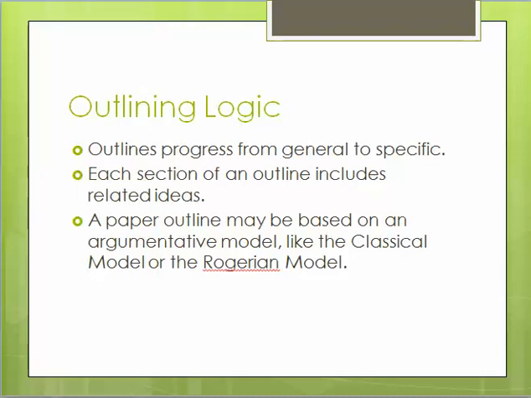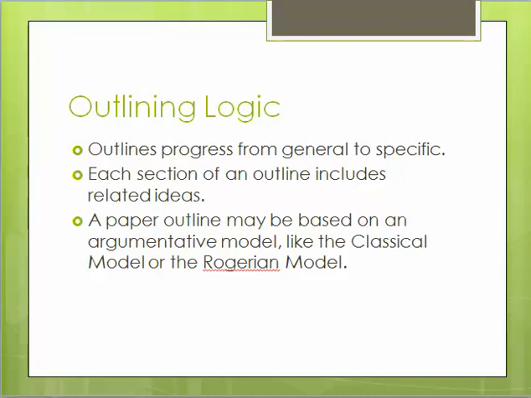Each section of the outline includes related ideas. So in addition to moving from general to specific, there's a relationship or a logic between the specific items that are tied to the general items. So in that example, there was a general statement about sensory-based therapies, and it had a clear relationship with the more specific statements, which were specific kinds of sensory-based therapies for treating autism.